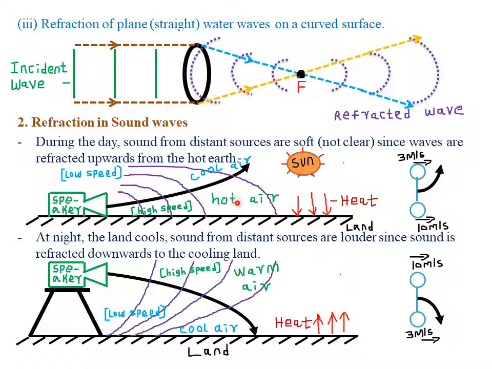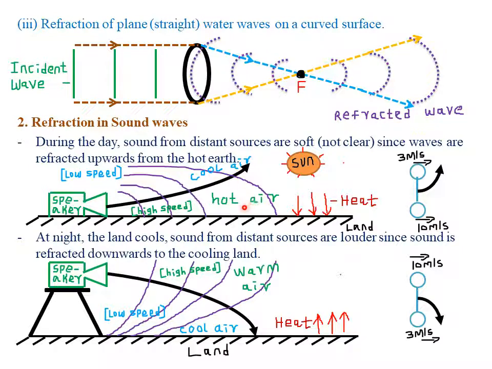The wave fronts that are in the hot air which is near the ground are moving at a faster, that is a higher, speed. But the wave fronts that are far away from the ground, that is in the cool air, are moving at a very, very low speed because of their low temperature. So obviously, just like this particular car, the sound that is produced from our speaker will be refracted upwards, or refracted away from the ground.